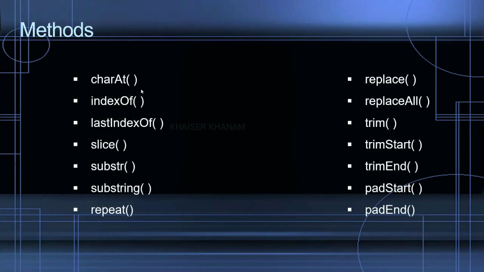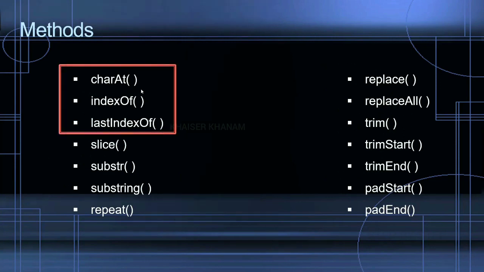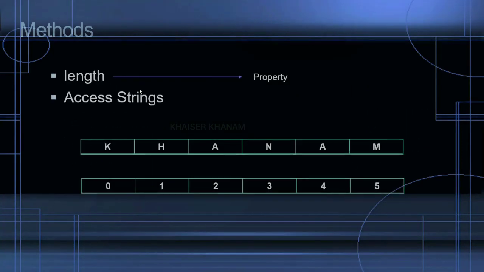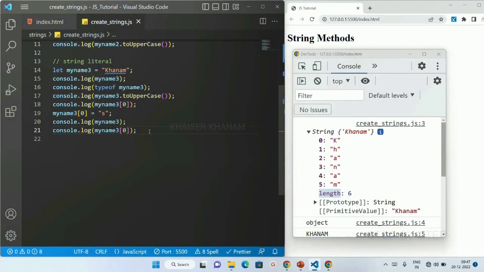First, let us see three methods. We will see charAt, indexOf, and lastIndexOf. Before starting with methods, let us understand the length property. Practically, we are going to see this particular thing, and then we will get started with methods. I will come here and write one comment. I will write length here.